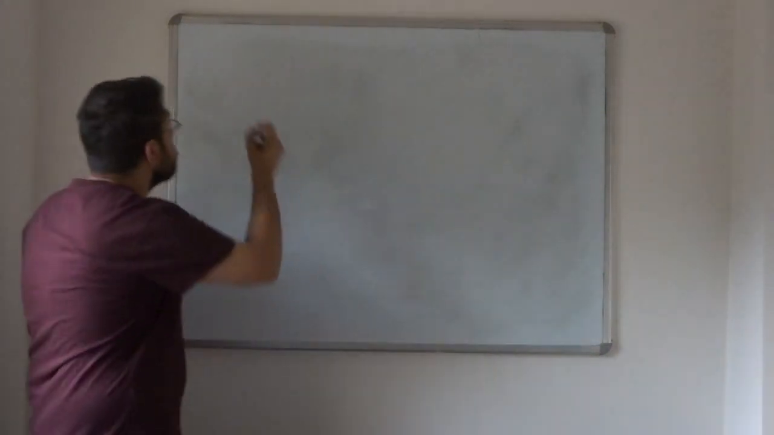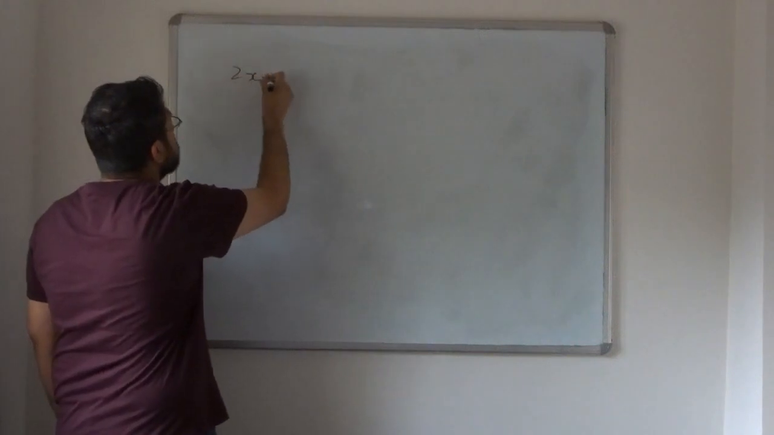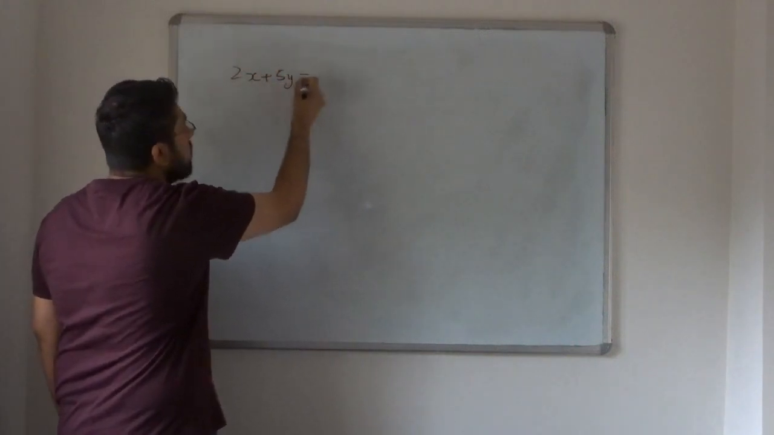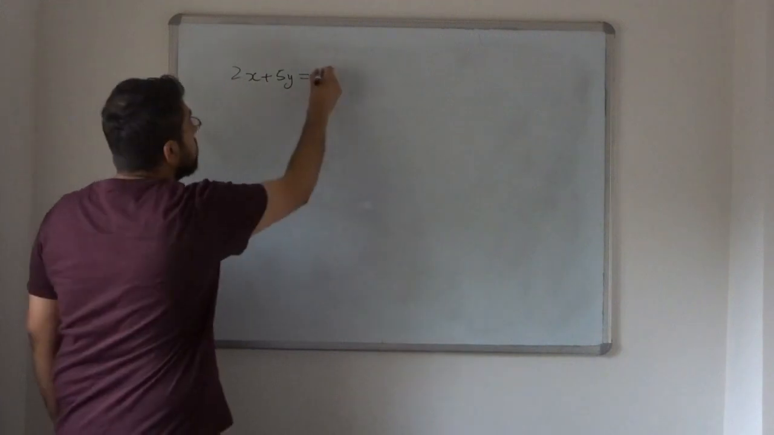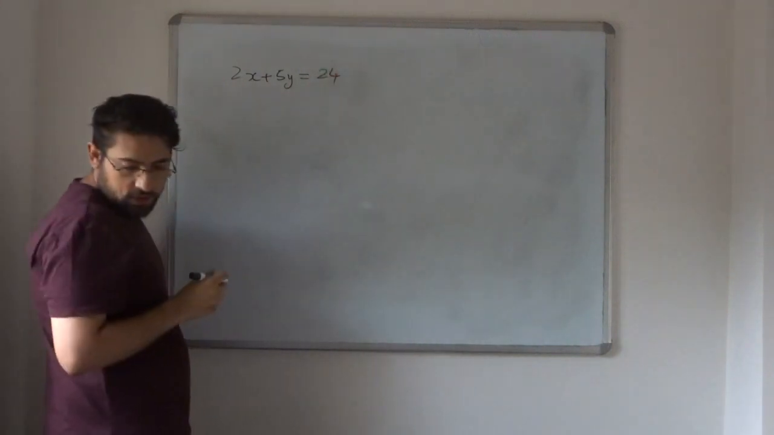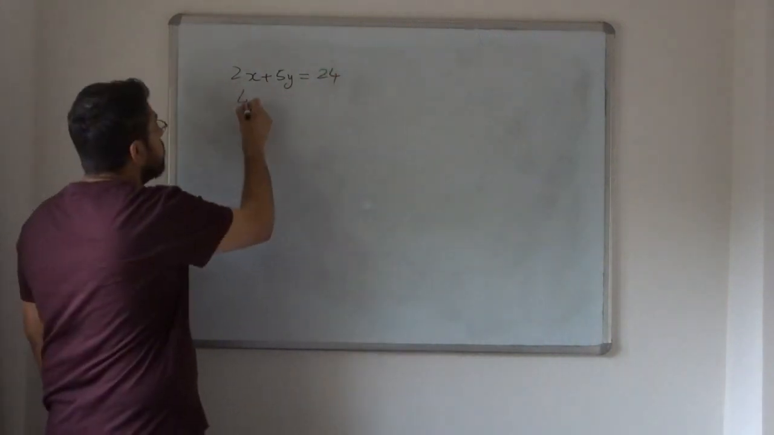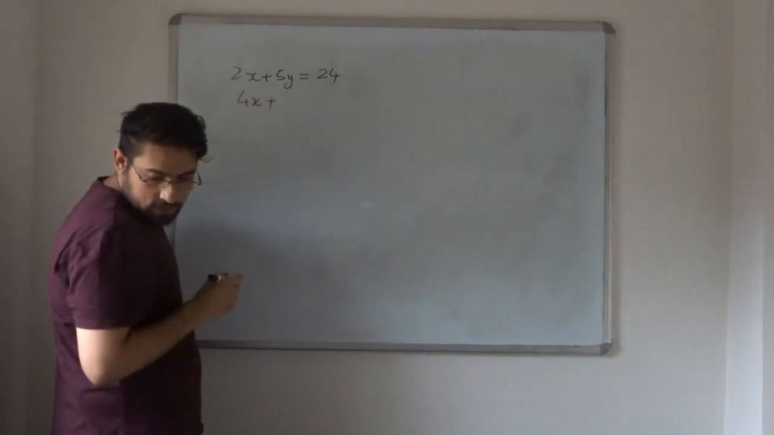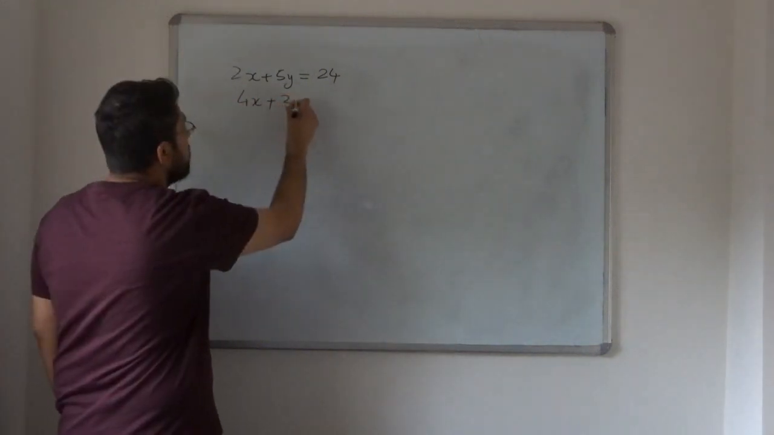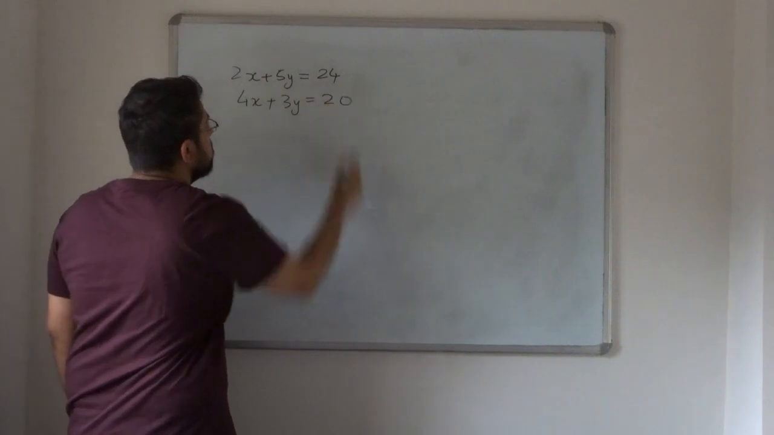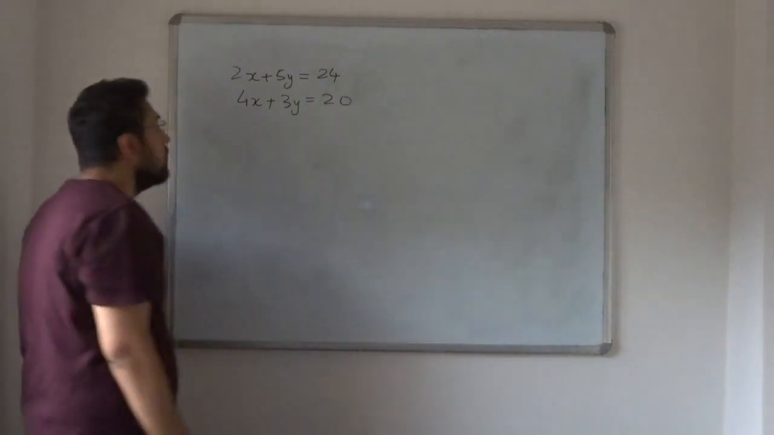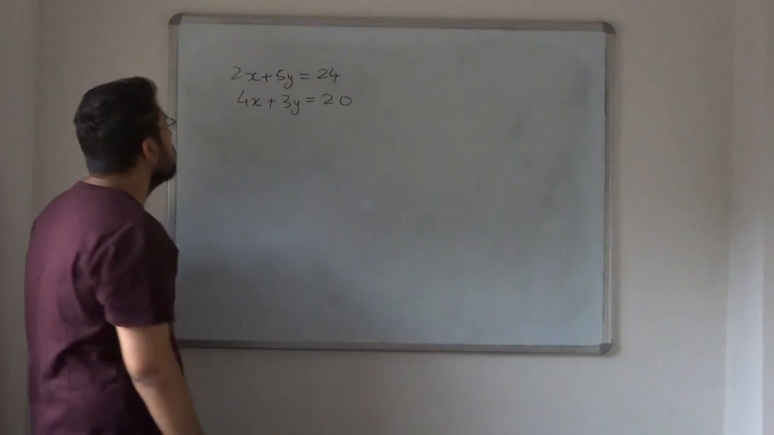So let's do this one first. 2x plus 5y equals 24. Okay? 2x plus 5y equals 24. And 4x plus 3y equals 20. Okay? So now, how do you solve this?